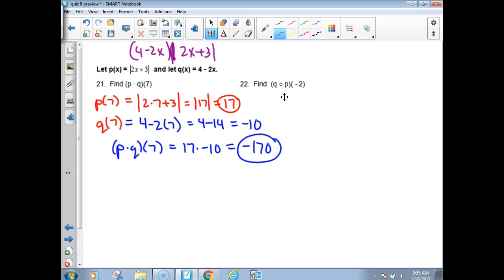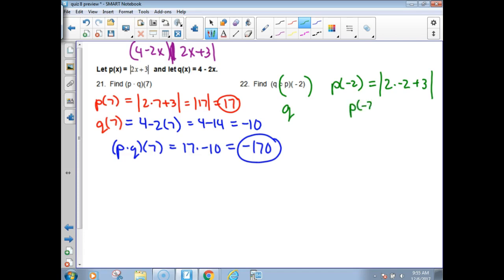So, okay. The Q of P of -2. All right, that would mean you have to do this in a certain order. You have to put -2 into the P function first. So I'm going to do the P of -2, and then what I get, I'm going to put into the Q function. The P of -2 is the absolute value of 2 times -2 plus 3.